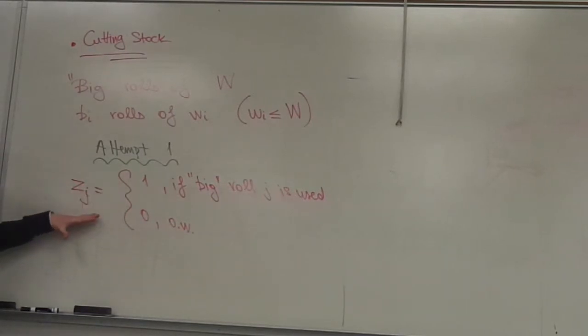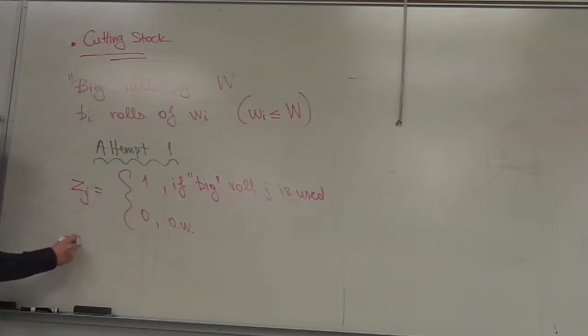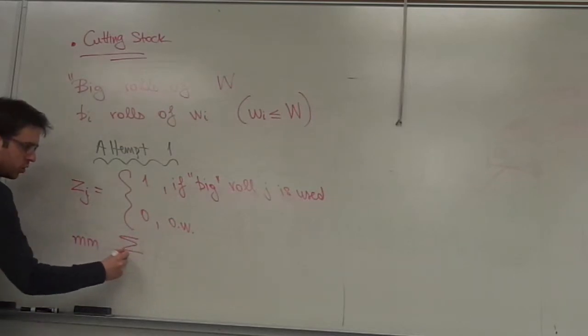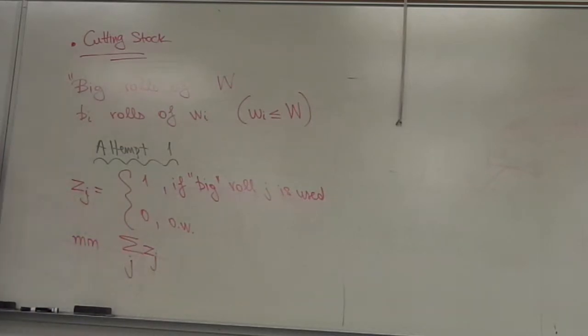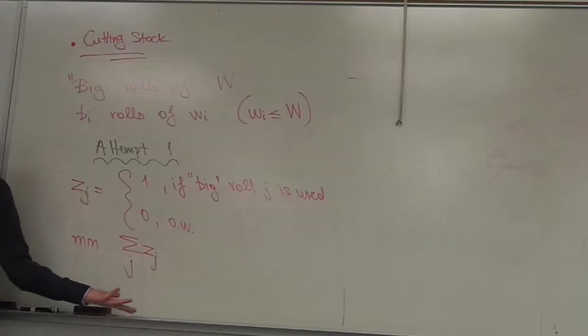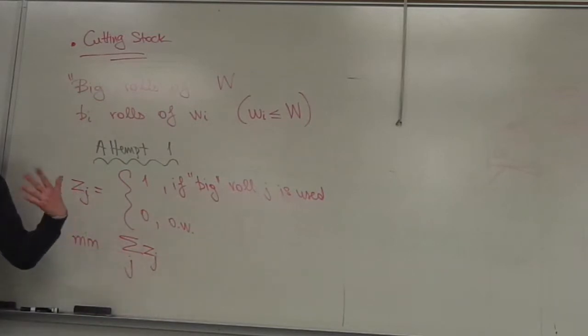But anyways, this is the main idea here, that if I use roll j, then zj becomes equal to 1. I want to minimize the number of rolls used, so here is my objective function. So if I use 3 rolls, then z1, z2, z3 would be equal to 1, or it could also be z5, z11, z15 equal to 1. In any case, this is 3 in both cases, right? So it doesn't matter which one I cut. So think of it like that.